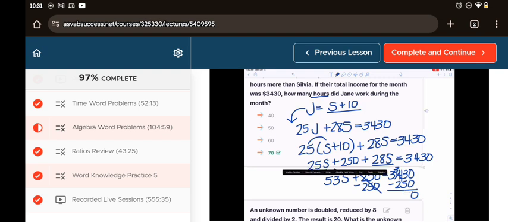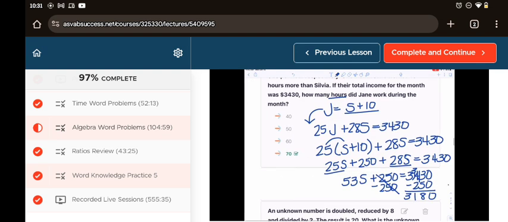You've got 13 minus 5 is 8. 3 minus 2 is 1. 3 minus 0 is 3. So 53s equals 3,180. Now I have to divide by 53. So let's do that.